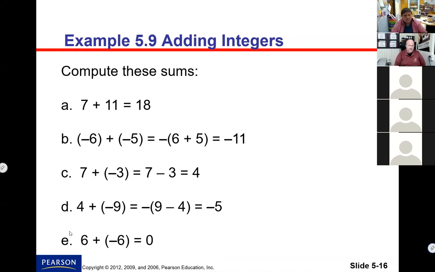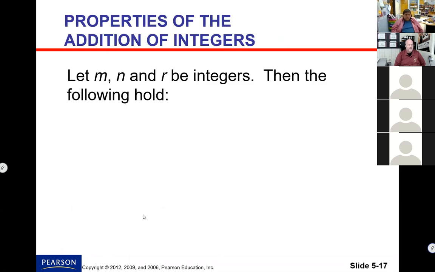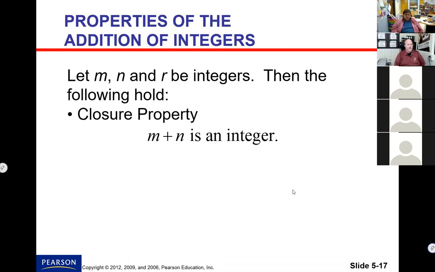So for instance, let's look at this first one here. The closure property. If you have an integer and you add another integer, what do you get as a result? An integer. There we go. That's the closure property. If you remember that from last time when we did that with whole numbers, a whole number plus a whole number you end up with a whole number. That's the closure property.